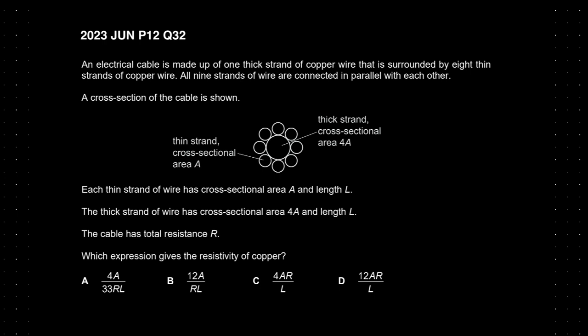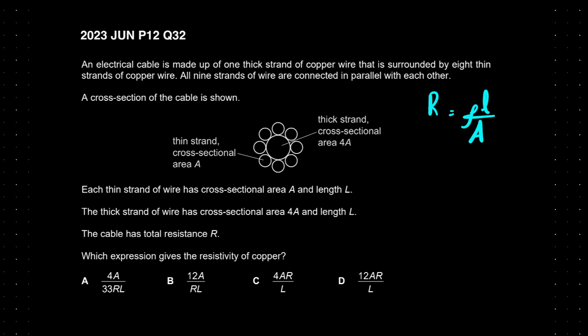32. An electrical cable is made up of one thick strand of copper wire that is surrounded by 8 thin strands of copper wire. All 9 strands of wire are connected in parallel with each other. A cross section of the cable is shown. So these are 8 identical strands which have cross-sectional area A and length L, and a thick strand of wire which has cross-sectional area 4A and length L. The cable has total resistance R. Which expression gives the resistivity of copper? So R equals rho L over A. Let's first write this down and then think about this.